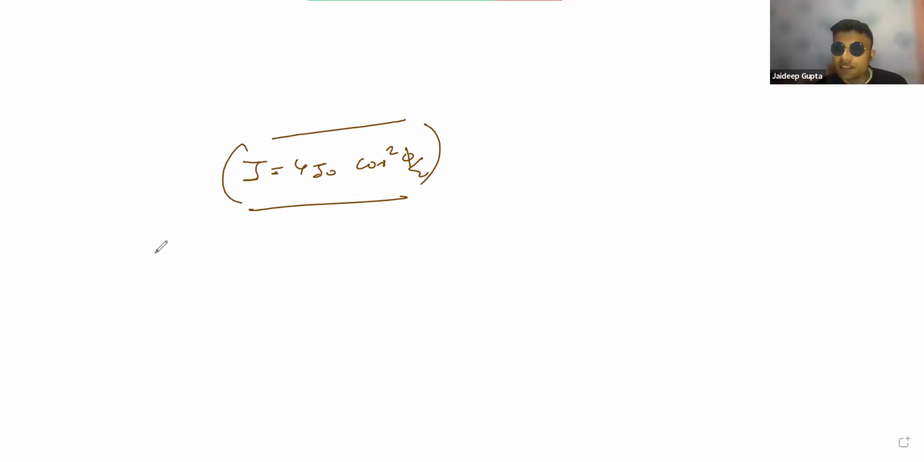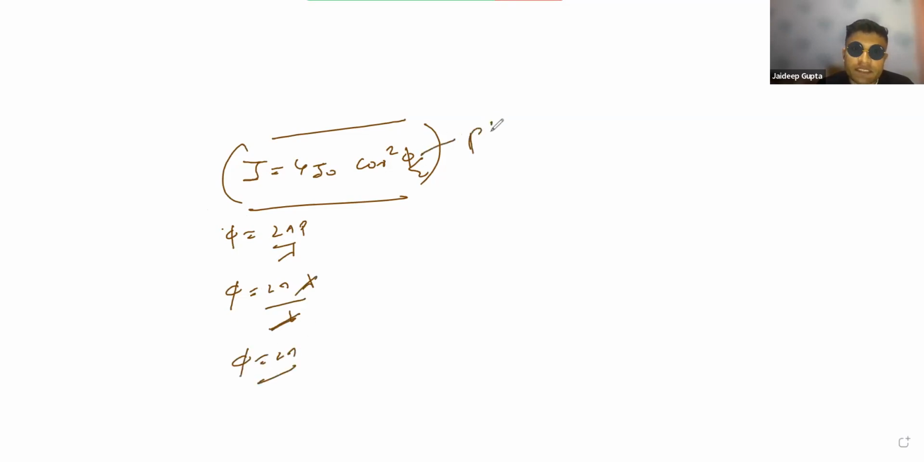The initial conditions. What is given in the question: when the path difference is lambda, the intensity is k units. So what we have to do is use the formula that I told you, phi equals 2 pi times path difference over lambda. Now, when the path difference is lambda, the phase difference will come out as 2 pi. This is the phase difference basically.